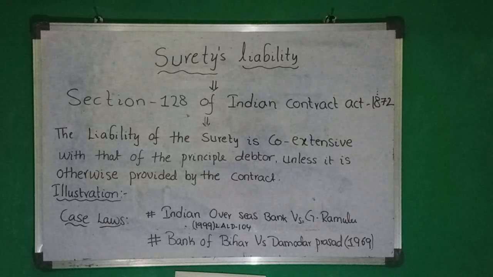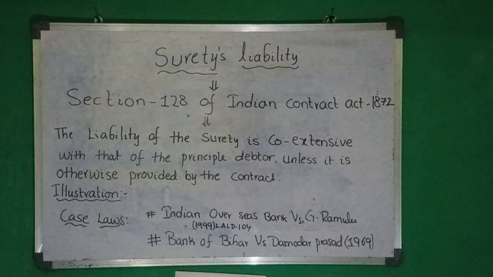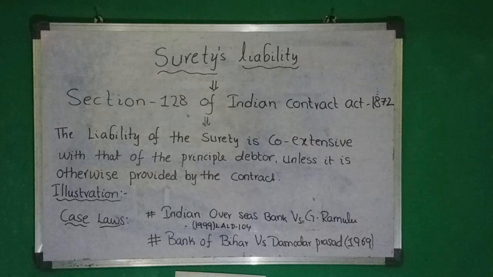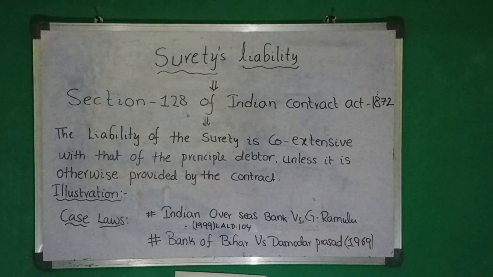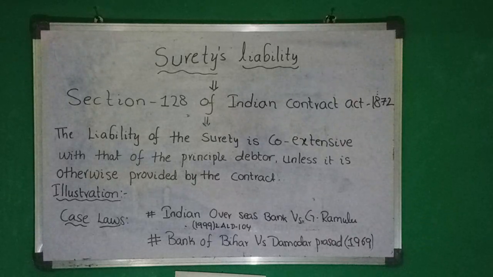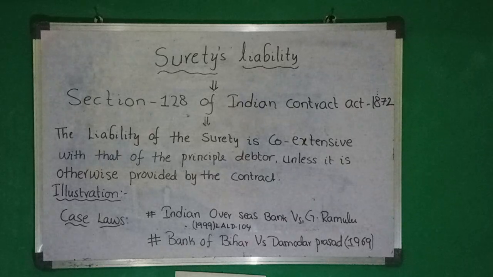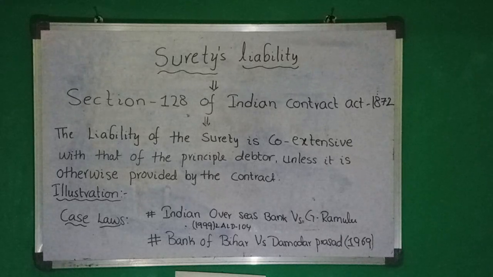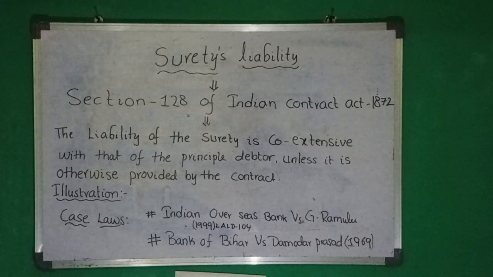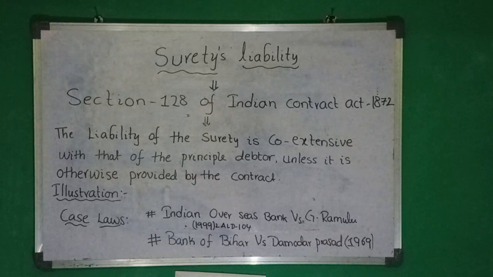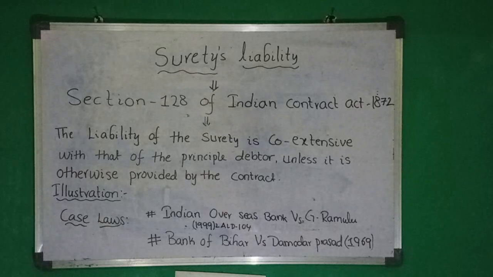A guarantees to B the payment of a bill of exchange by C, but that bill is dishonored by C. In that case, A is liable not only for the amount of the bill but also for any interest and charges which may have become due on it. This is the illustration which is available in the bare act of the Indian Contract Act.